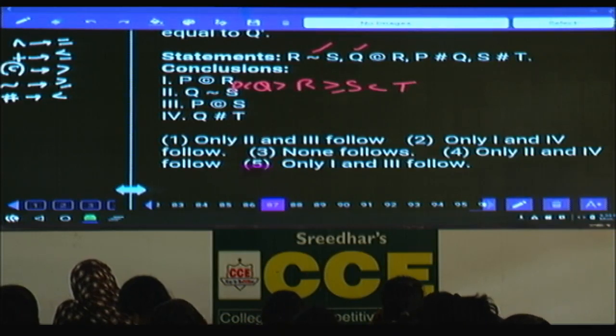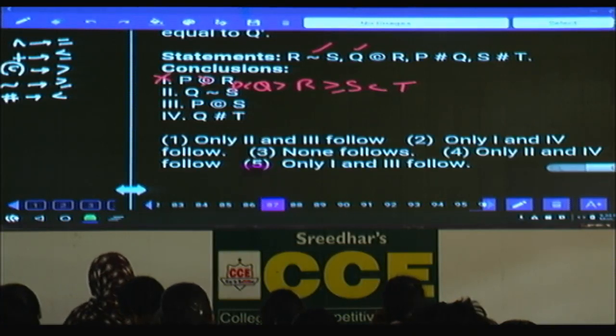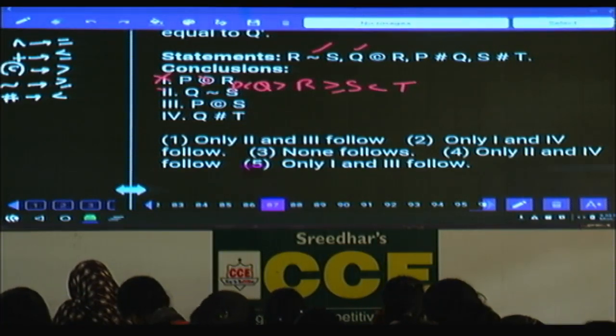And first one, P greater than R. The relation between P and R, two opposite symbols, no relation. Next one, Q greater than or equals to S. Now between Q and S, only greater is common, not equals to. Q greater than S is true, but not equals to.